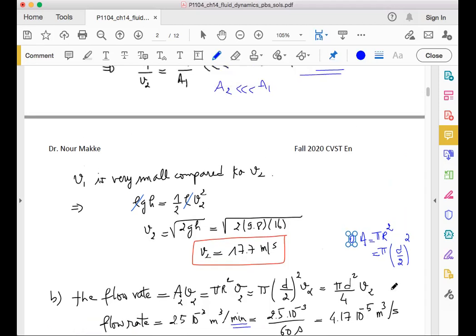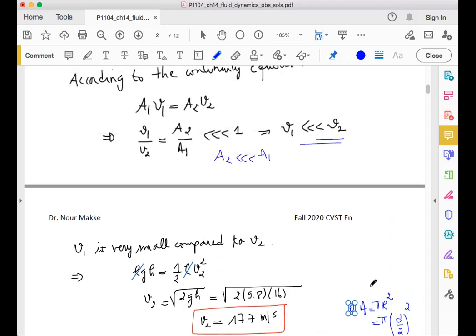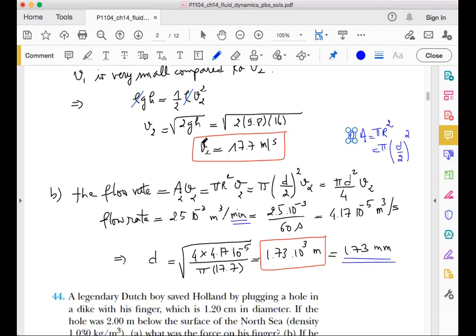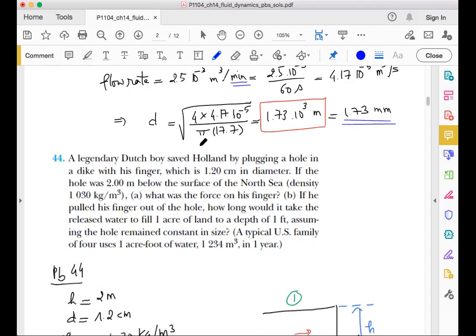This confirms that the assumption, or the approximation, we made when we worked with the continuity equation is true and valid as well. So this is it for this problem. Let's move on with the next problem.